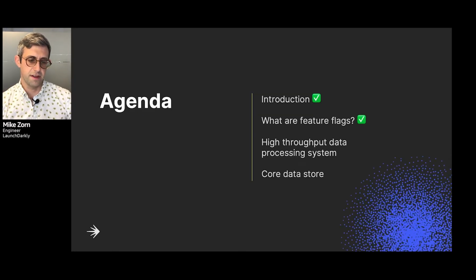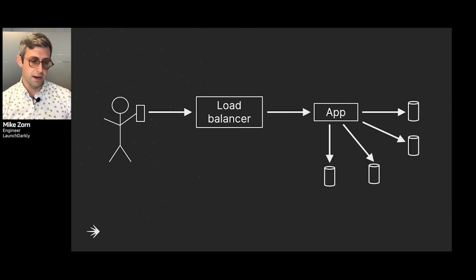And now that we've talked a bit about feature flags, let's dive into the LaunchDarkly events API, which is the high throughput data processing system we're going to talk about for our first migration case study. So here is a picture of what event processing at LaunchDarkly looked like around 2017.